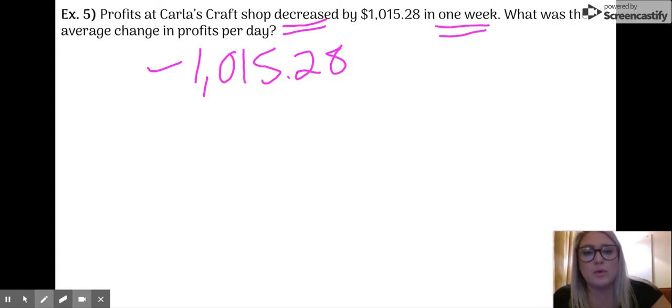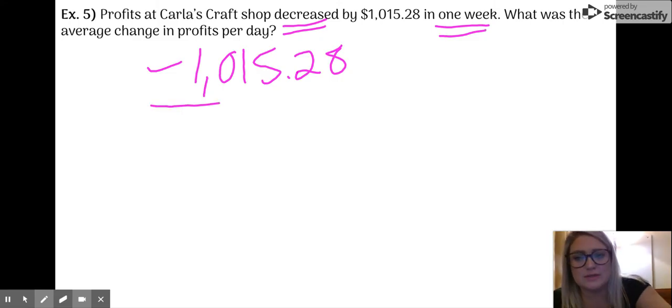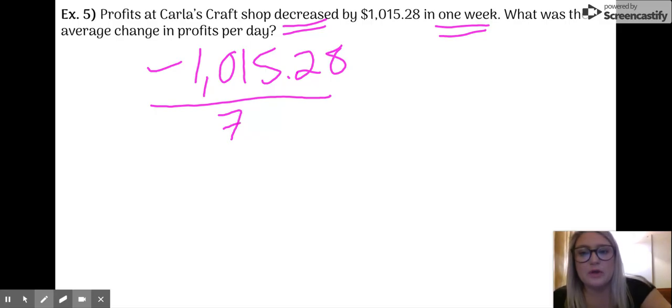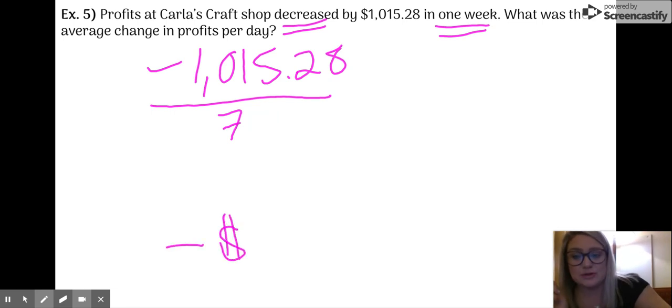So in 1 week, we know there are 7 days. So we're going to take this number and we're going to divide it by those 7 days. So if we think back to our rules, we have one positive value and one negative, which is an odd number of negatives. So we know that at the end of this, we're going to have a negative value. It's decreasing by a certain amount of money each day of the week. So whatever our answer is going to be has to be negative.